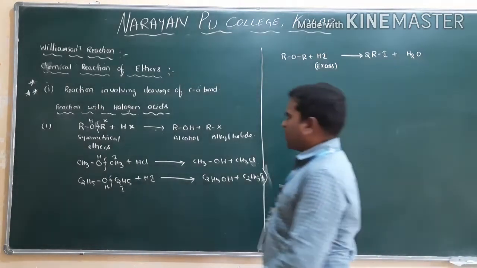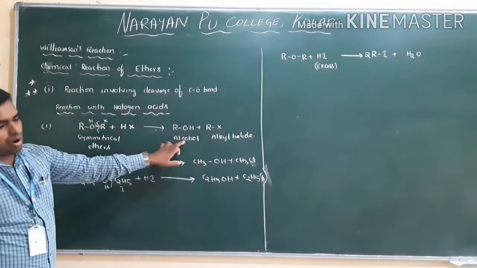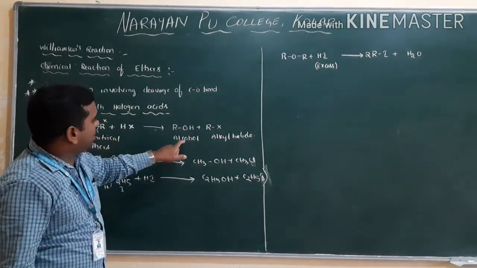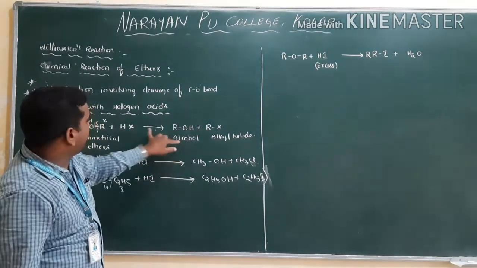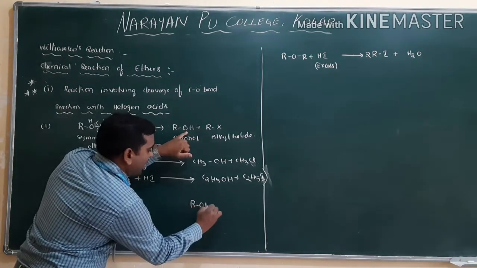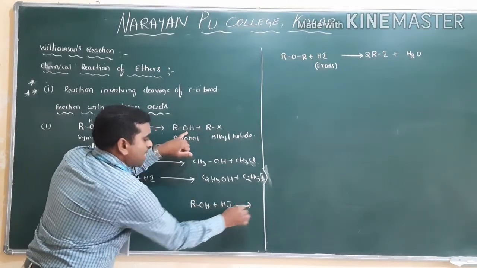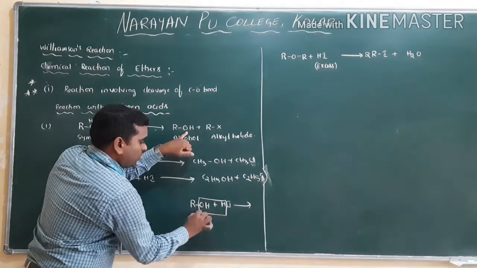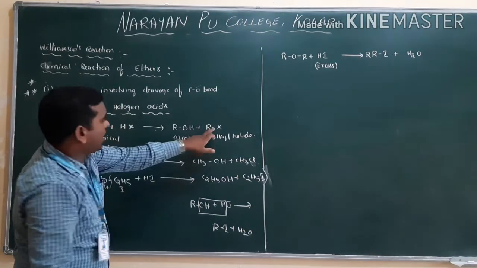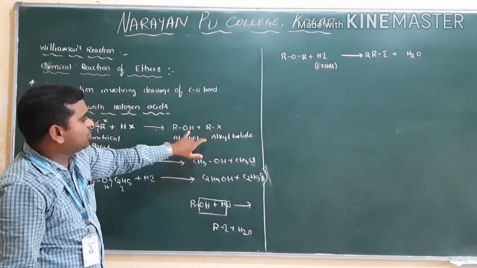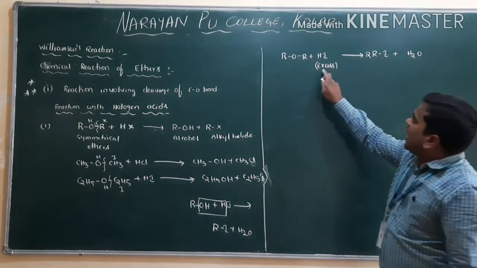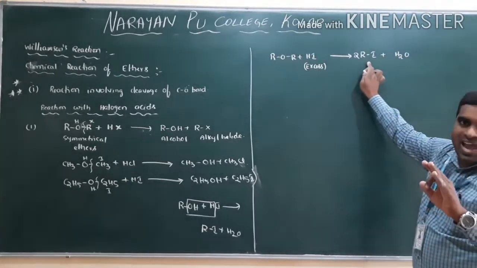If you take HI, first what you will get? Alcohol, and after that alkyl halide. You are taking excess amount, so the alcohol formed here again reacts with the HI, and with the excess amount of HI, water will be removed and you will get RI. Already one RI is formed, and this alcohol also is converted into RI, so you will get 2 moles of RI. That is important. If they give excess amount, the products are alkyl halides only.